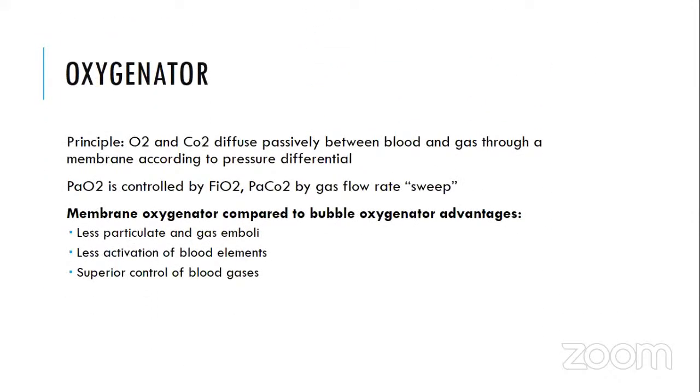Talking about oxygenator principles. The principle is that oxygen and carbon dioxide diffuse passively between the blood and gas through a membrane according to a pressure differential. Partial pressure of oxygen is mainly controlled by FiO2, while partial pressure of CO2 is controlled by the gas flow rate of the sweep. Membrane oxygenator compared to bubble oxygenator advantages: less particulate and gas emboli, less activation of blood elements, superior control of blood gases.